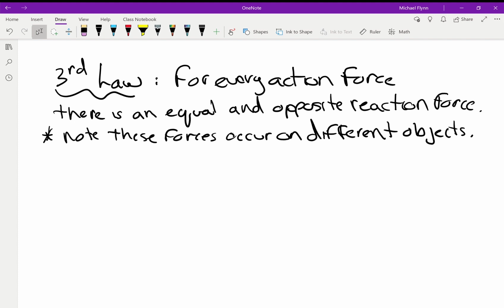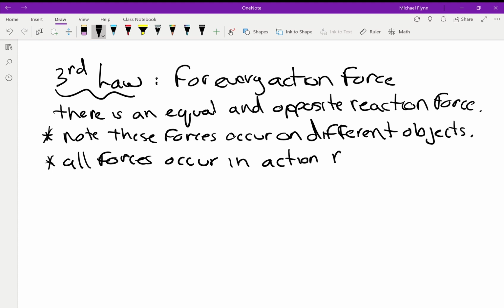Like right now, my laptop is on the table that I'm using to write my notes. The table is pushing up on my laptop, right? Well, the laptop though is pushing down on the table. See, all forces come in pairs. That's what this law is saying. All forces occur in action reaction pairs.